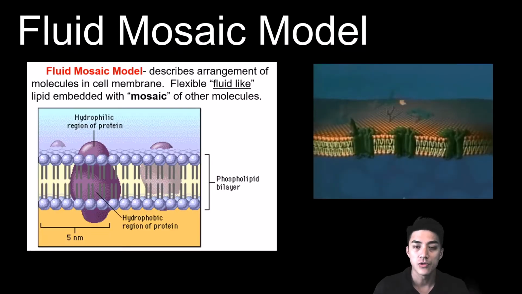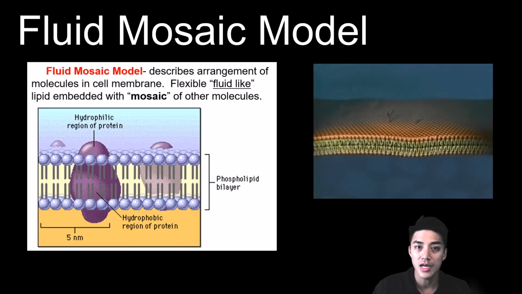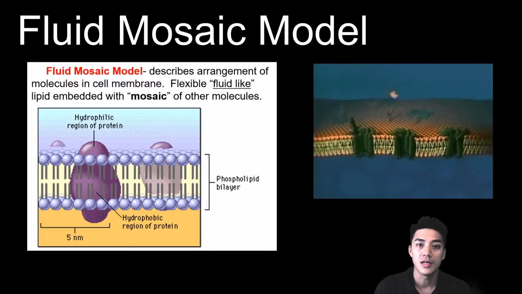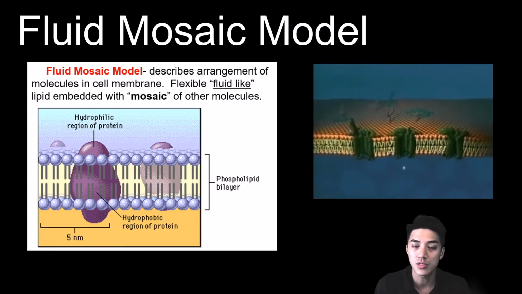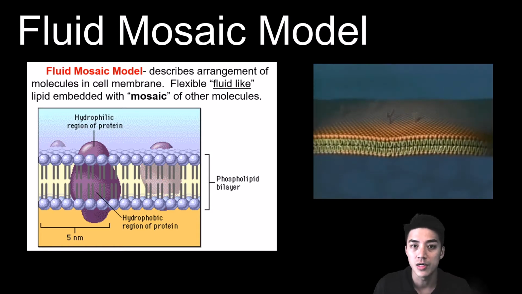The fluid mosaic model helps describe the structure of the cell membrane. It's not a rigid structure, but rather it has a lot of flexibility, and it kind of just jiggles and moves around. And it's got proteins and all sorts of molecules that are all embedded throughout. This is known as a fluid mosaic model.